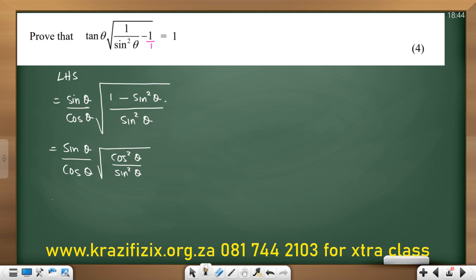Now, what is the square root of that? So this is sine theta over cos theta multiplied by the square root. This becomes cos theta over sine what? Theta. That divides, and that also divides, and your answer is 1. We're done. Algebra.